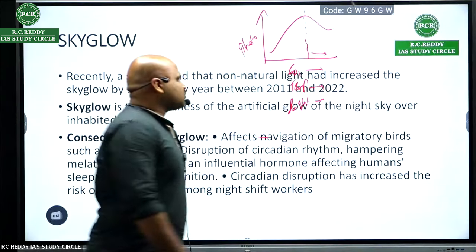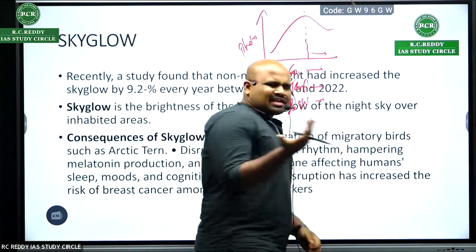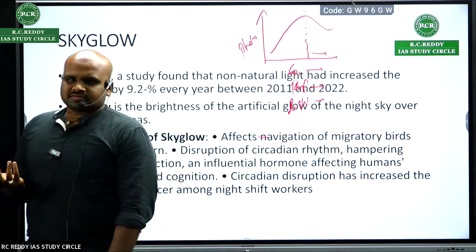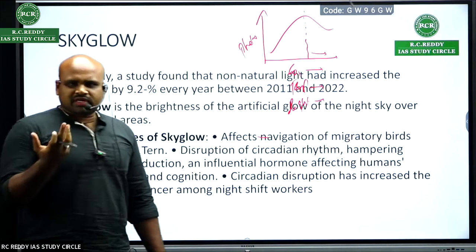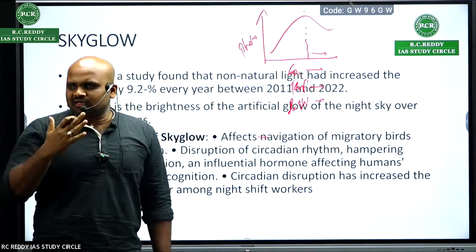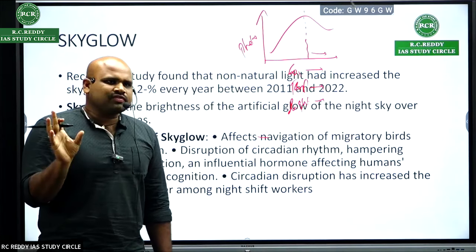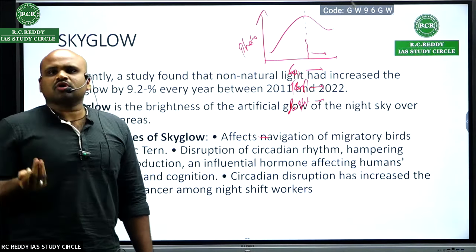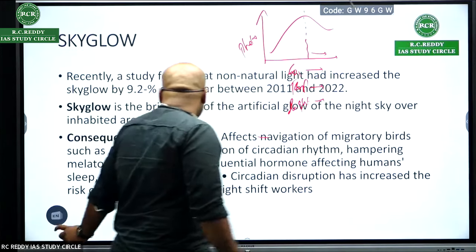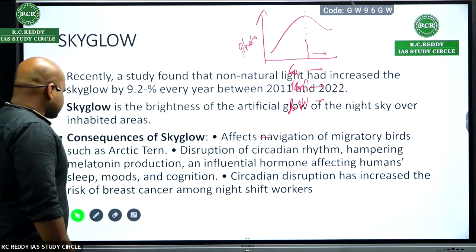Now, what is this phototropy? A classic example of phototropy is the sunflower. When you look at a sunflower, whichever direction the sun rises, that side your sunflower turns. That is phototropy. So this is one basic understanding that you'll have to have here.